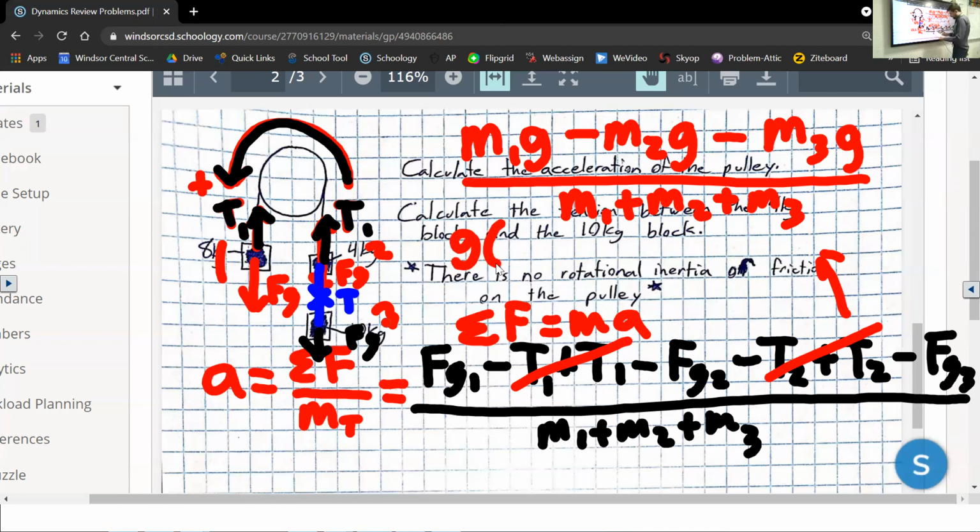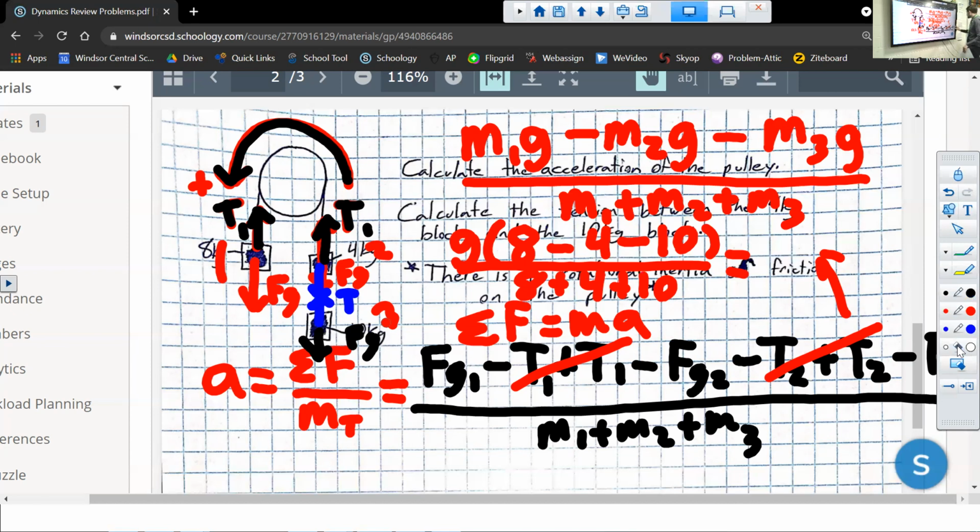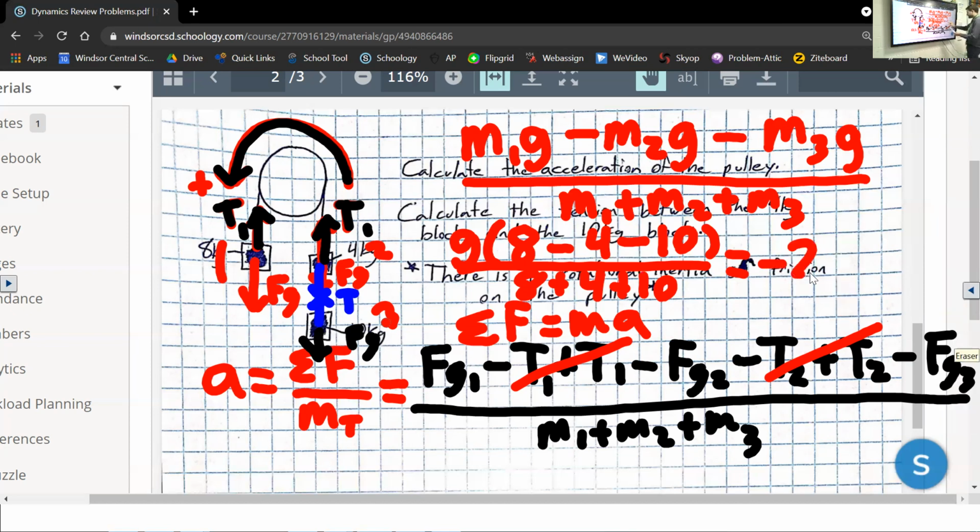Okay, so that's going to turn into this: G times 8 minus 4 minus 10, divided by 8 plus 4 plus 10. That'll be my acceleration. So I plug in 9.8 for my G, and I get an acceleration of negative, because I picked the wrong direction, I guess, negative 2.67 meters per second squared. So I found the total acceleration. Zach, how do we do on that? Yeah, that part's fine. That part's good.